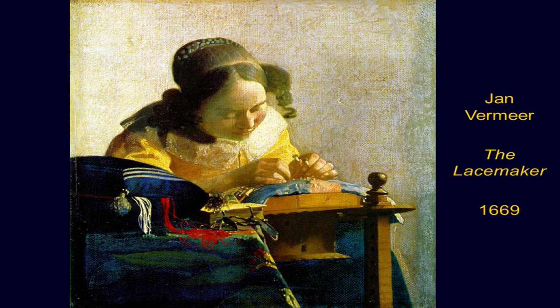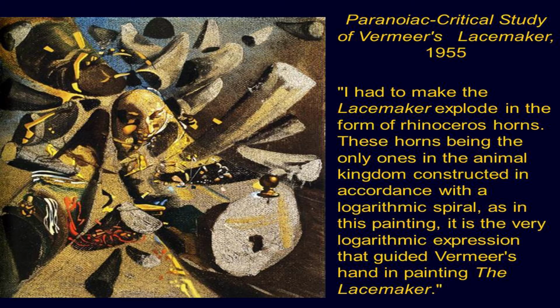Dali approached the Louvre, said he wanted to do a copy of the Lacemaker. What he actually created was, there was actually a perfect copy, but there was also this, which is the paranoid critical study of Vermeer's Lacemaker, where the Lacemaker becomes co-substantial with rhino horns. And so you can see her face sort of caught within all of these different rhino horns flying through space. And he said that there was a connection between the logarithmic spiral of the rhino horn and the original study by Vermeer. I had to make the Lacemaker explode with the form of rhino horns, these horns being the only ones in the animal kingdom constructed in accordance with the logarithmic spiral. As in this painting, it's the very logarithmic spiral that guided Vermeer's hand.